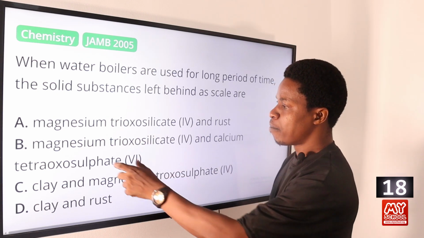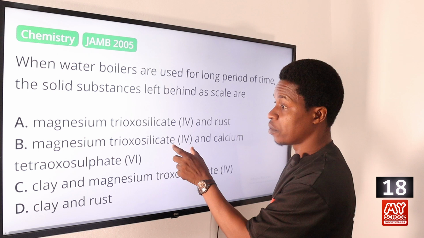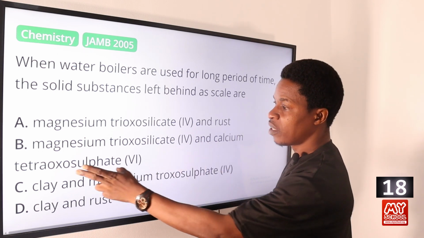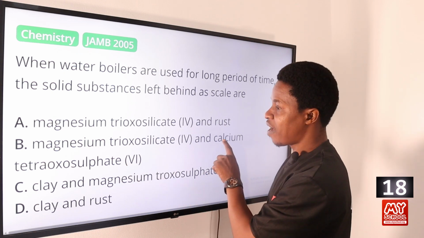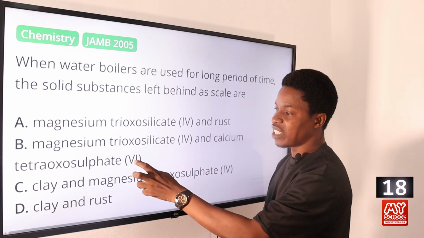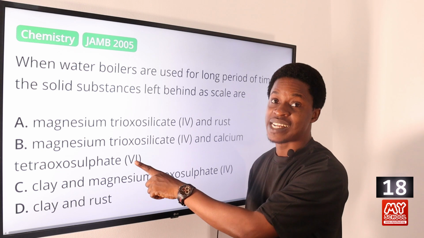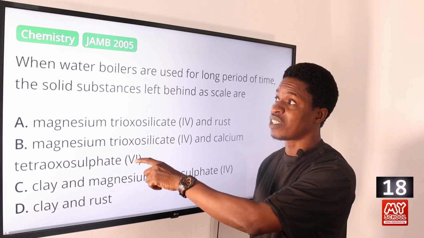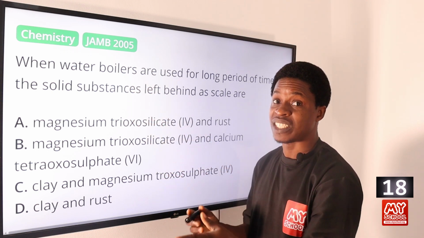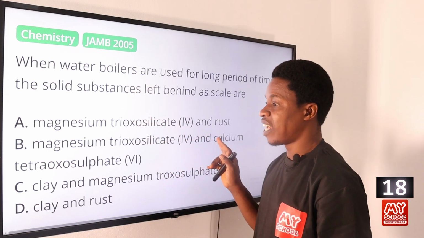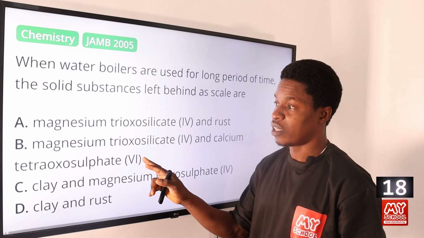Option B says magnesium trioxosilicate(IV). Yes, we can have that. And calcium tetraoxosulphate(VI). No, this will nullify that, because calcium tetraoxosulphate(VI) has to do with permanent hardness. And permanent hardness is not going to get solved by boiling the water, so you will not have it precipitating there. So this permanent hardness makes this not correct.